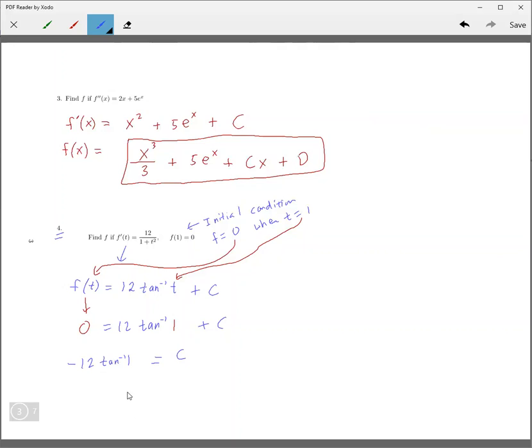Okay, so inverse tangent of 1 would be an angle that's going to give you a tangent of 1. And that would be pi over 4, because pi over 4 gives you 1 root 2. So the tangent of pi over 4 is 1. Therefore, the inverse tangent of 1 is pi over 4. Okay, so that means that c is negative pi over 4.